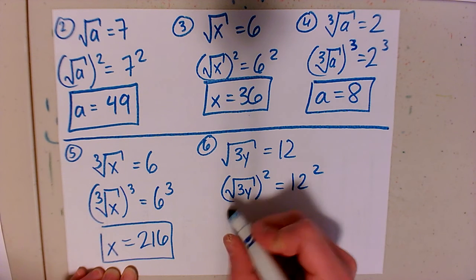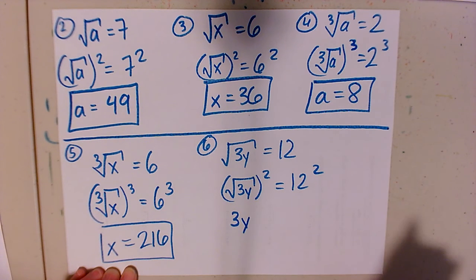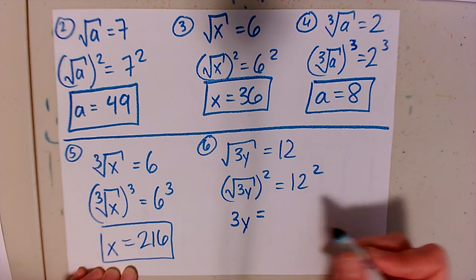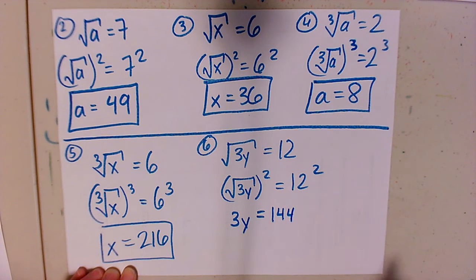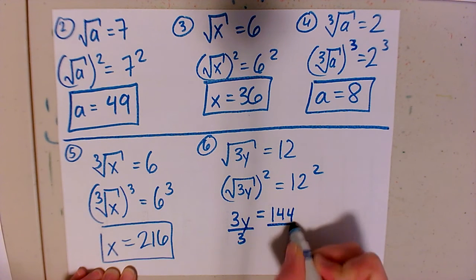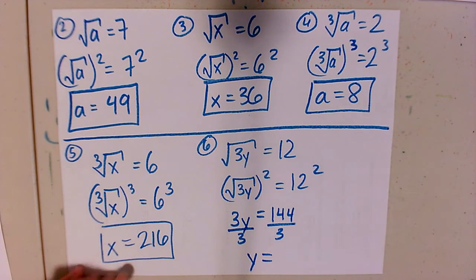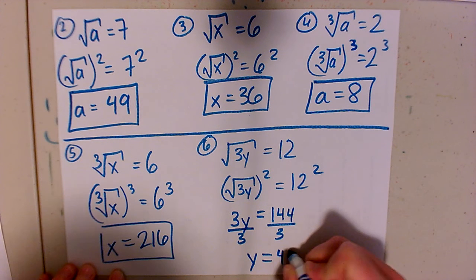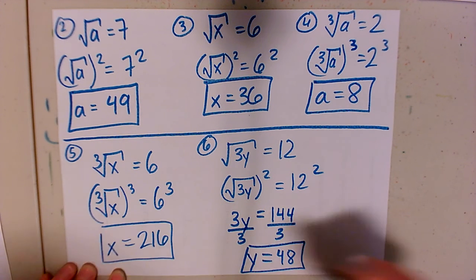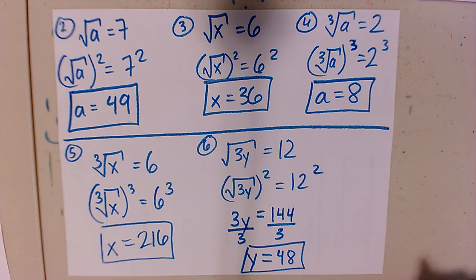So on the left, we'll get 3y, right? Because if we square that, that'll cancel our square root. And then on the right, well, 12 squared is 144. So then we can go ahead, divide everything by 3, and y is going to be, let's see, 144 divided by 3, y is going to be 48. So your answer to number 6 is 48.